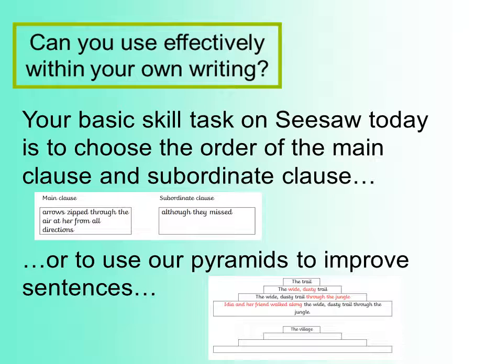Or some of you have got our pyramids to improve those sentences. Just like we've looked at today, the one you will have on Seesaw will have a starting word, a starting noun, and then it will ask you to build up that pyramid to make improvements. Now, you don't need to print out the pyramids, you don't need to draw pyramids in your book. You can just write the words on. If you try and draw a pyramid, you'll find yourself squeezing your words in too small. So just write the words, but show how they build up.